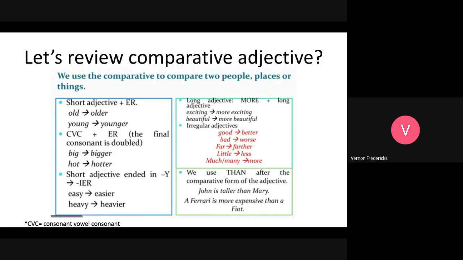The example here is John is taller than Mary. Yeah, John is taller than Mary. Example number 2, a Ferrari is more expensive than a Fiat. A Ferrari is more expensive than a Fiat. Yeah, so the price of the Ferrari is more than the price of a Fiat.